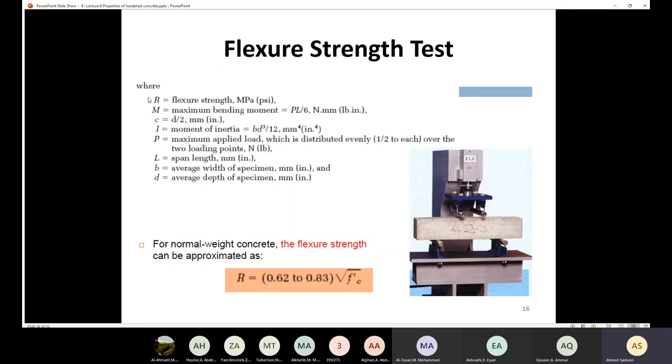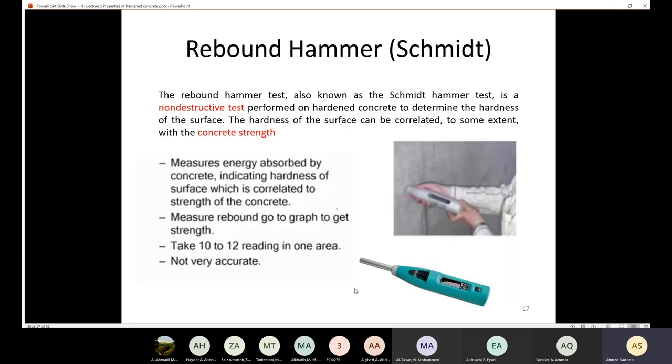I refer to flexural strength, M is the maximum bending moment, I is the moment of inertia, P is the maximum applied load, L is the span length, b is the average width of the specimen, while d is the average depth of the specimen. Again, we have done this test in the lab, and the failure should be between this load and that load. For normal weight concrete, the flexural strength could be approximately R equals 0.62 to 0.83 times the square root of f'c. f'c represents the average compressive strength.